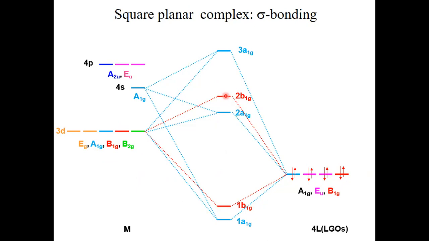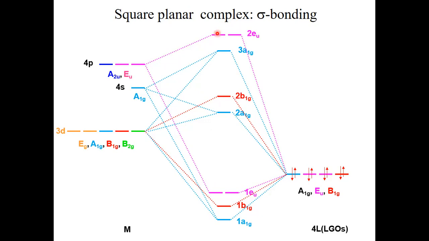Okay, so now we need to move on to the next symmetry type. For instance, we'd go to the symmetry type Eu. The 4p orbitals have that symmetry type, and there are 2 ligand group orbitals that have that symmetry type also. So that gives 2 doubly degenerate bonding molecular orbitals and 2 doubly degenerate antibonding molecular orbitals.